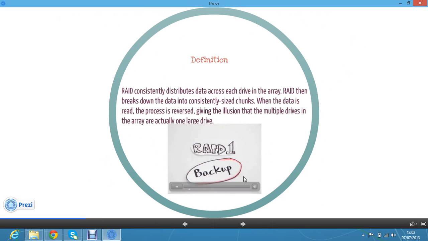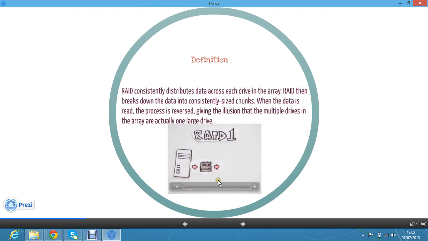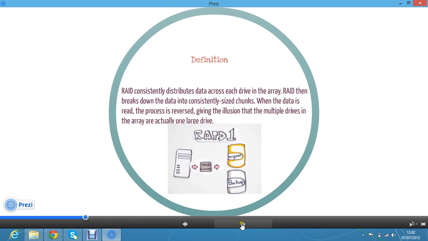For example, RAID 1 is the so-called mirroring. When backing up, duplicate copies of the data are copied onto two separate hard drives. This ensures that there is always a backup copy of the data. Speed is the same, but it dramatically decreases the chance of lost data.